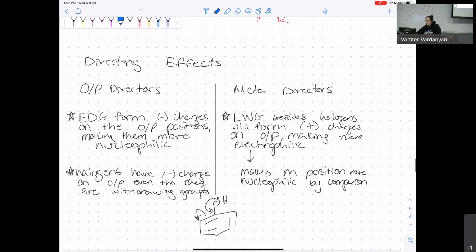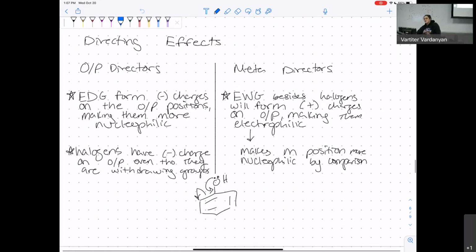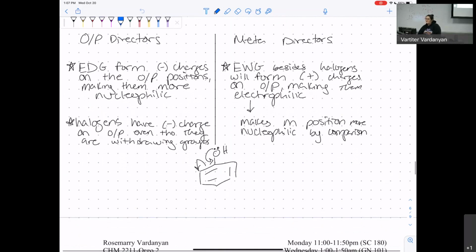And then the kind of more complicated thing that we talked about was directing effects. So we talked about the differences between ortho-para directors versus meta directors. And we put all of our substituents into categories. So we have our ortho-para donating groups, which give a negative charge to the ortho-para positions, and that's why they direct ortho-para. And then we have our halogens, which are actually electron withdrawing groups. However, they still do resonance and form negative charges on the ortho-para positions, so they are still ortho-para directors.